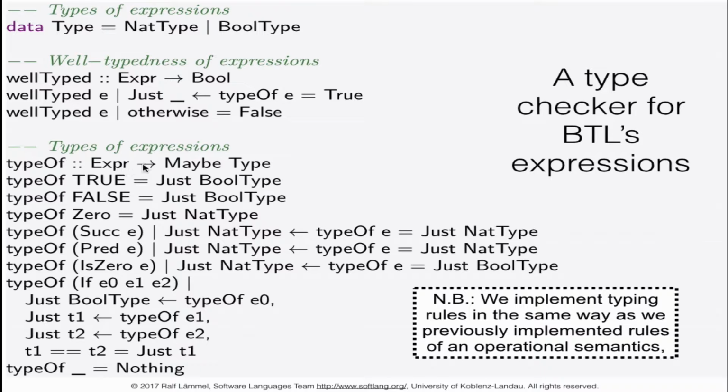typeOf maps an expression to a maybe type, so we return Nothing when we claim that the expression is ill-typed. So obviously, just as in the rules of the type system, the type of true is BoolType, ditto for false, the type of zero is NatType, the type of succ E, well, it's pretty much the type of the operand. Same for pred. And for isZero, again, the type of the operand needs to be NatType, but the resulting type is BoolType, and so on and so forth. So we just very literally implemented the rules of the type system.